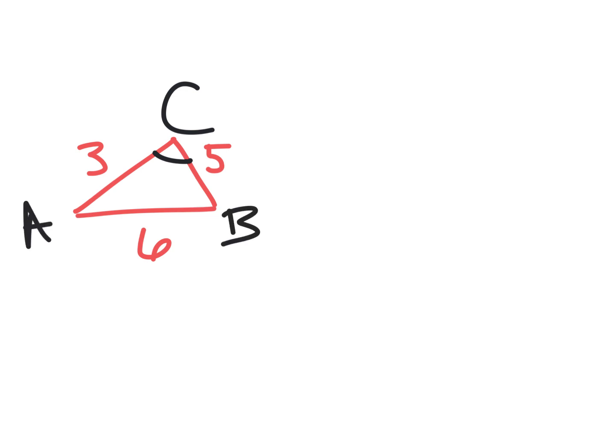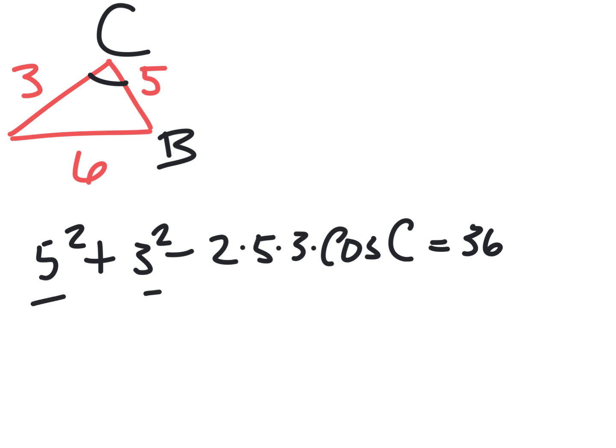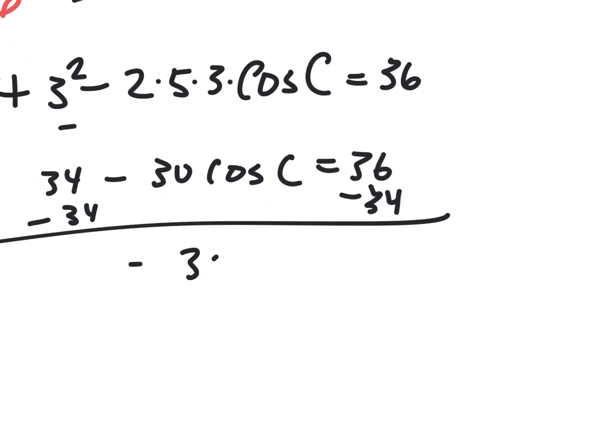I personally pick those. And then I go A squared, which is 5 squared, plus B squared, which is 3 squared, minus 2 times 5 times 3 times cosine of big C, which we don't know, equals 6 squared, which is 36. And now I'm going to go 25 and 9 makes 34, minus 2 times 5 is 10 times 3 is 30. Cosine of big C equals 36, subtracting 34 from both sides. And I get negative 30 cosine C equals 32.